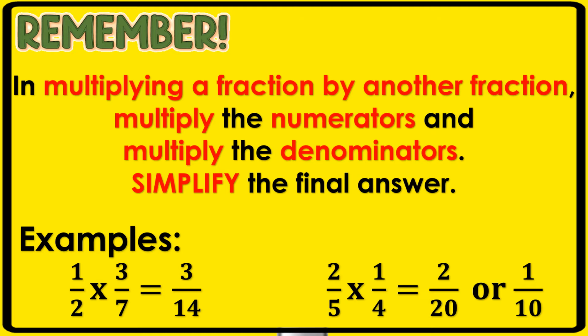Examples. 1/2 times 3/7 equals 3/14. 2/5 times 1/4 equals 2/20 or 1/10.